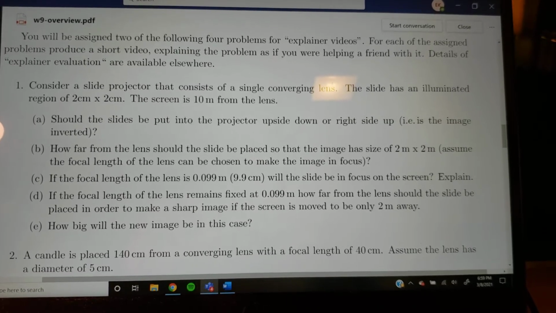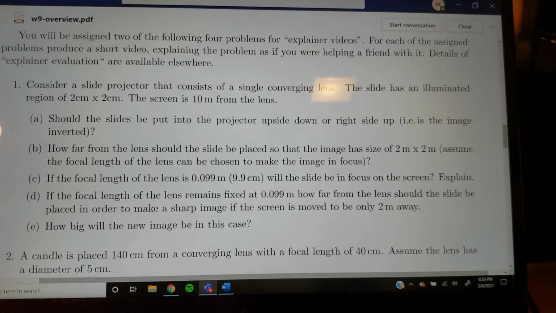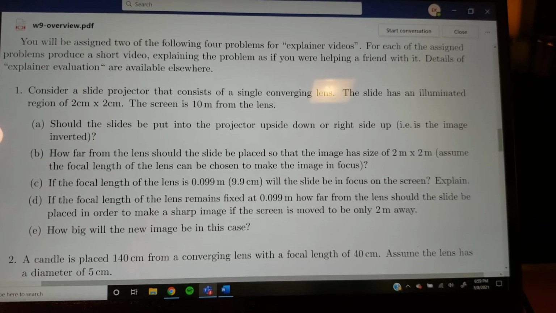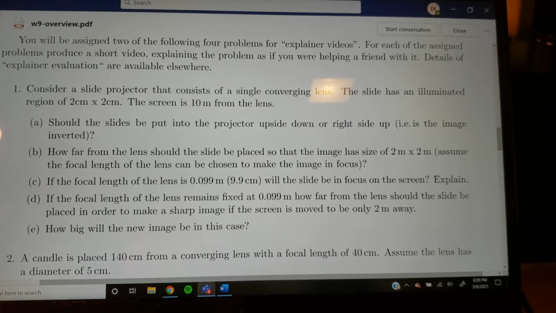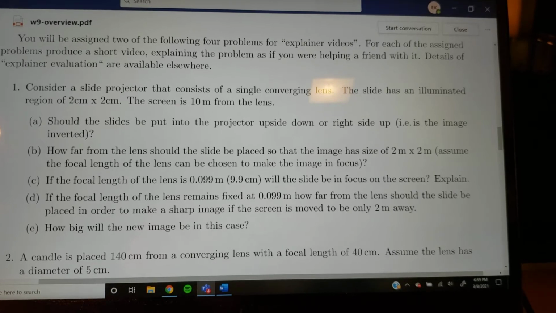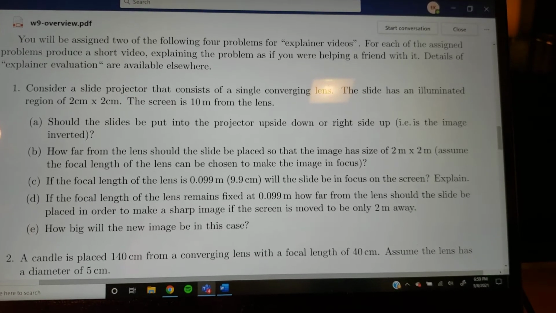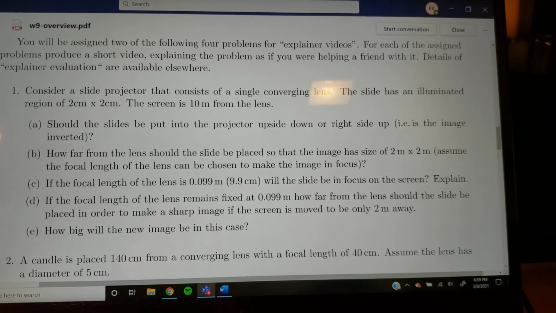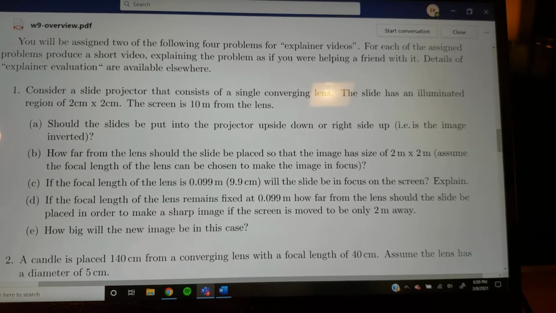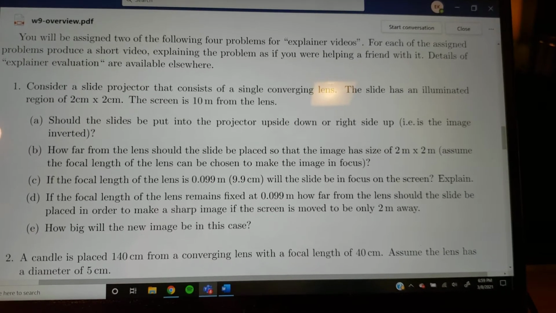Problem number 1 states, consider a slide projector that consists of a single converging lens. The slide has an illuminated region of 2 centimeters by 2 centimeters, and the screen is 10 meters from the lens. So for part A, they want to know, should the slides be put into the projector upside down or right side up? In other words, is the image inverted?